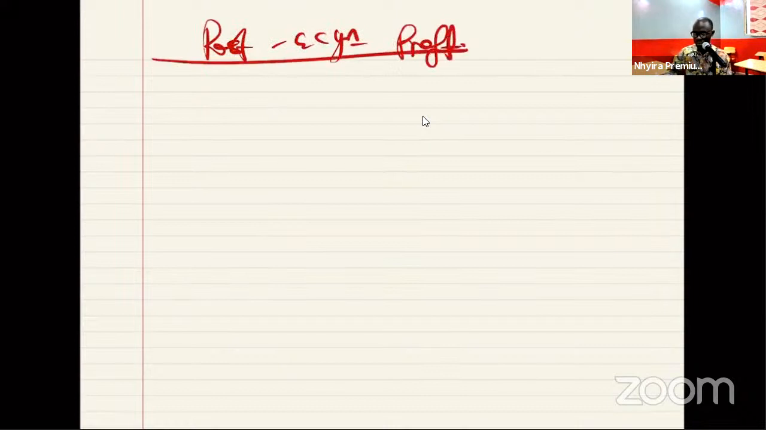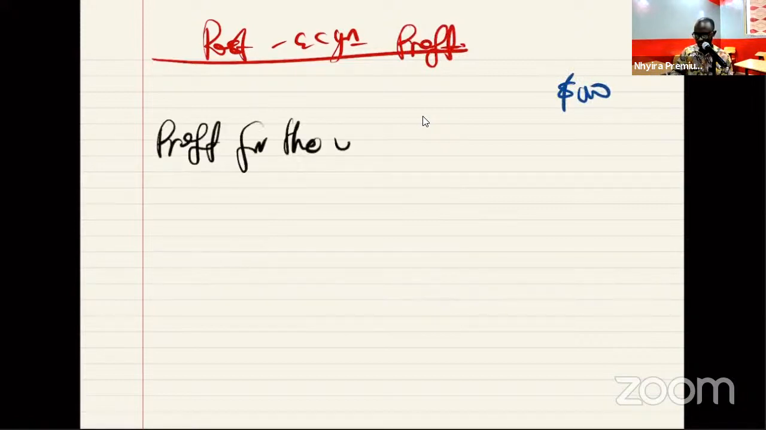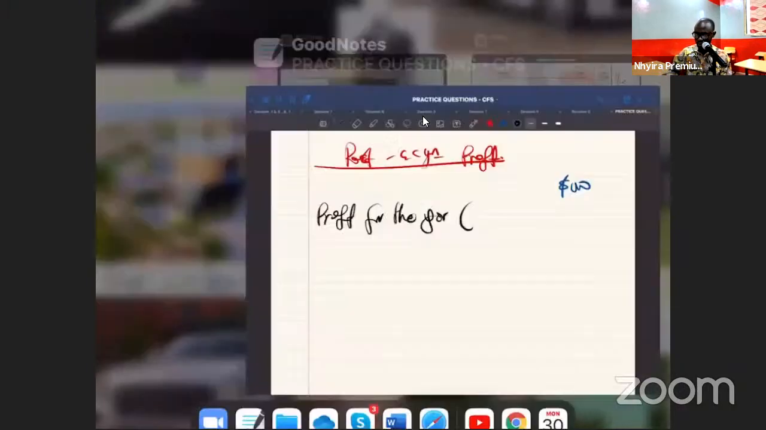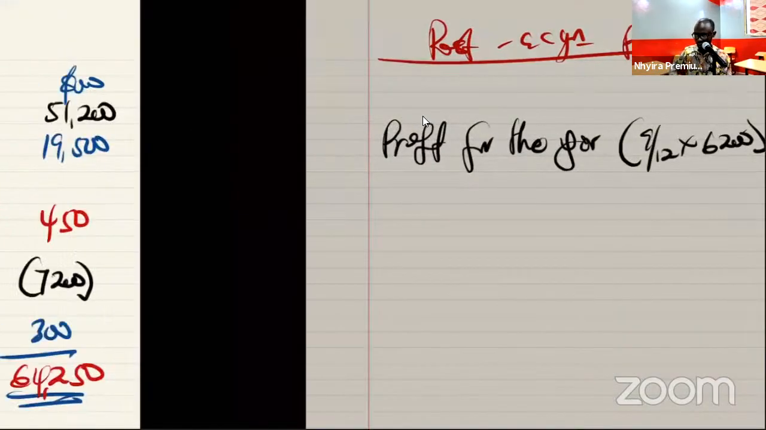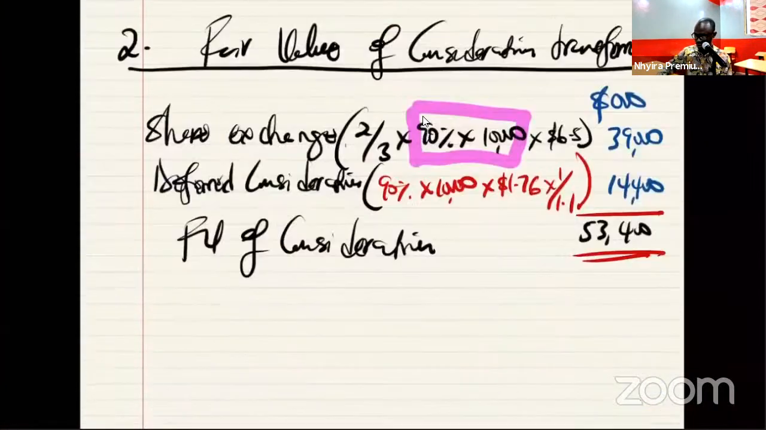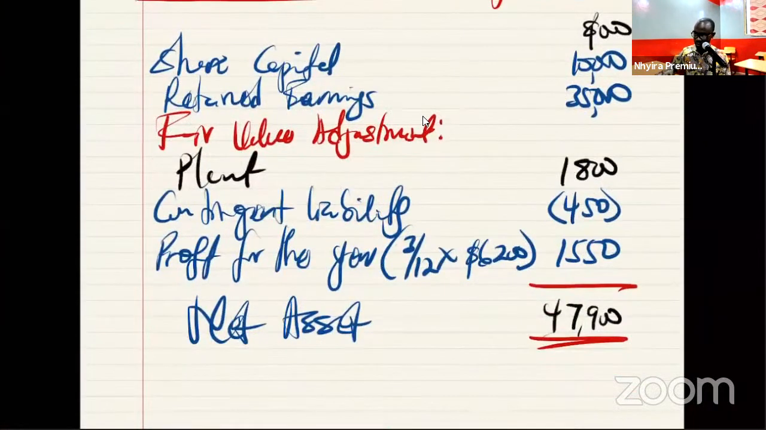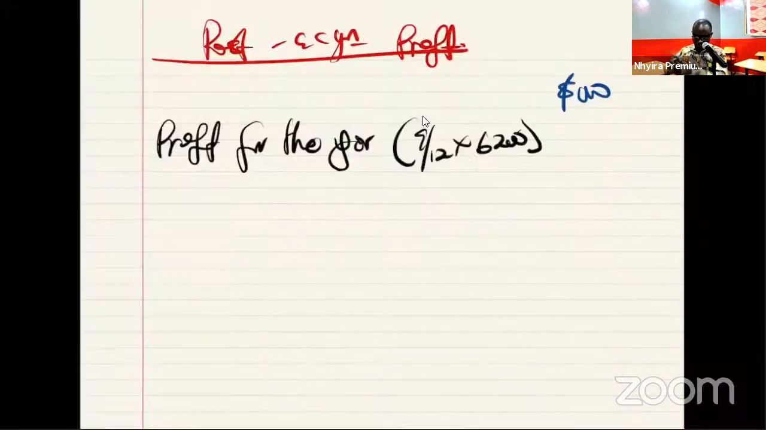So to calculate the post-acquisition profit, we bring in their profit for the year. Remember, from the financial statement, they made a profit of 6,200. We do 9 over 12 of that. Remember, we brought this figure when we were doing the net assets, so I could go there and pick it up. Okay, we rather brought 3 over 12 of that. So let's do 9 over 12 by this one. 9 divided by 12 by 6,200.